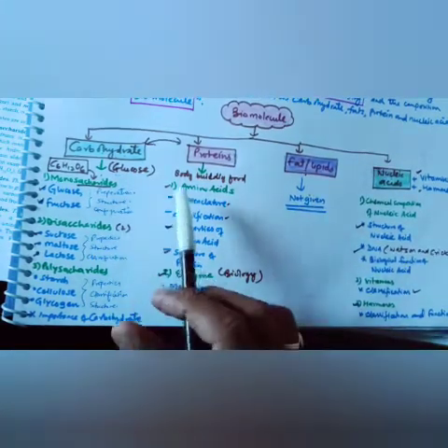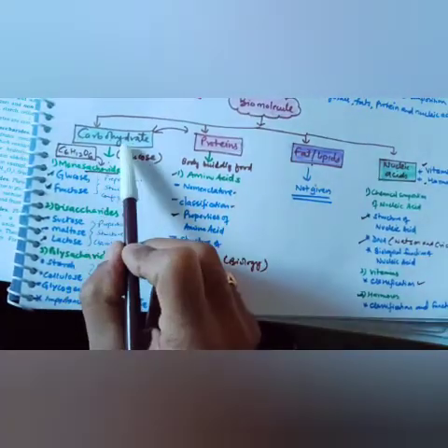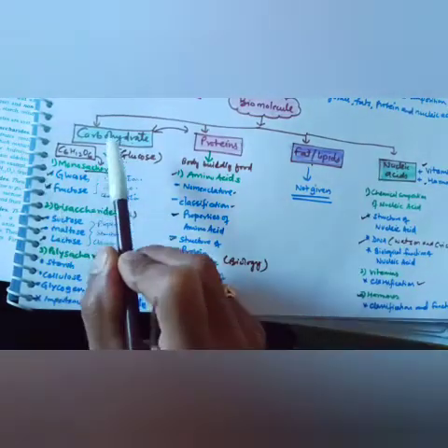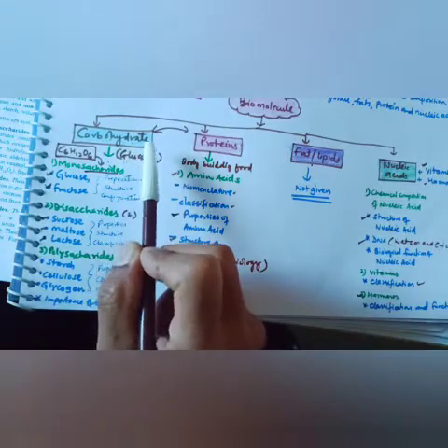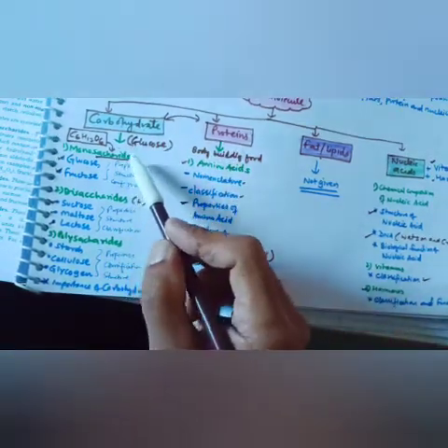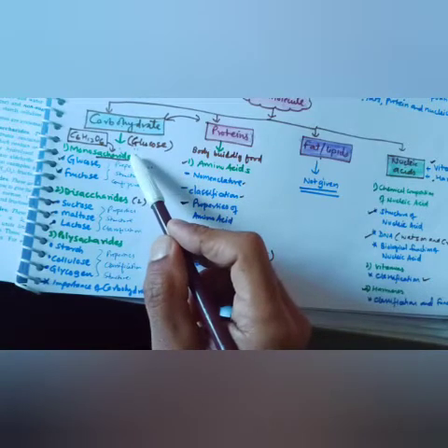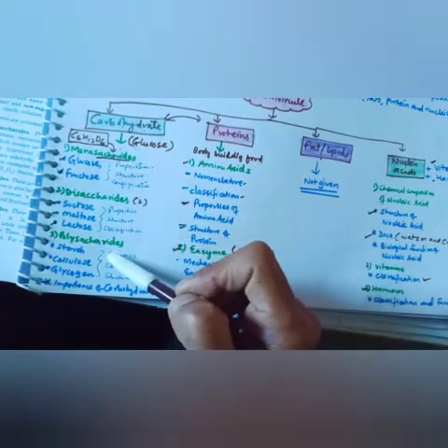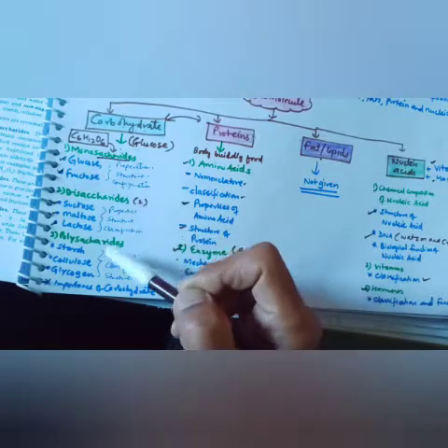So what is carbohydrate basically? Carbohydrate is a composition of carbon, hydrogen and oxygen. If we talk about classification, carbohydrates are classified on the basis of the number of saccharides. Saccharide means sugar molecule: monosaccharide, disaccharide, polysaccharide. It's also called monosaccharide, oligosaccharide and polysaccharide.